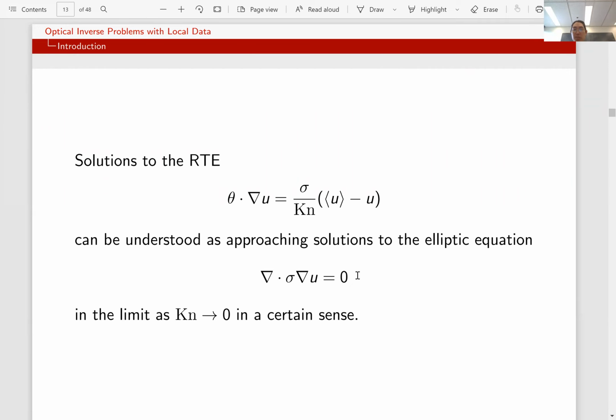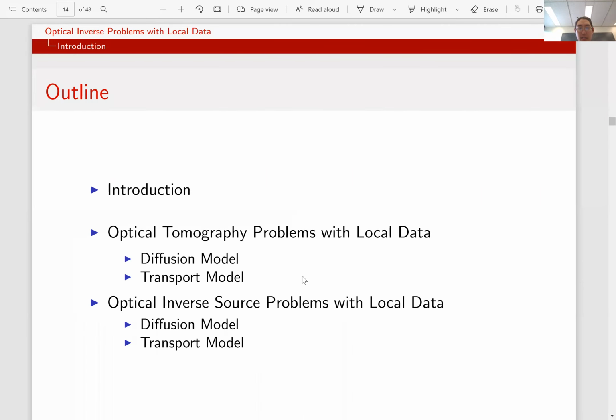Okay, so these are my models, and let me just remind you that in the outline, I want to talk about what tomography problems with local data look like in these two models, and what inverse source problems look like in these two models. By local data, I mean that we're restricted to making boundary measurements only on a certain subset of the boundary. So we're not allowed to gather boundary data from all around our domain of interest. We're restricted to boundary data on a fixed subset of the boundary. This problem has a lot of practical implications, because in practice it may be impossible or impractical to gather data from all around the boundary. So this is a very interesting problem.